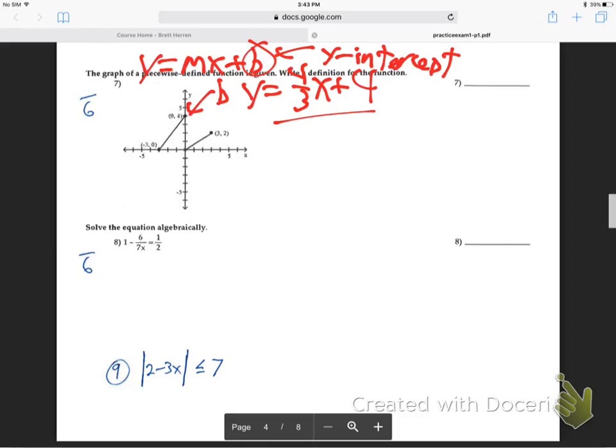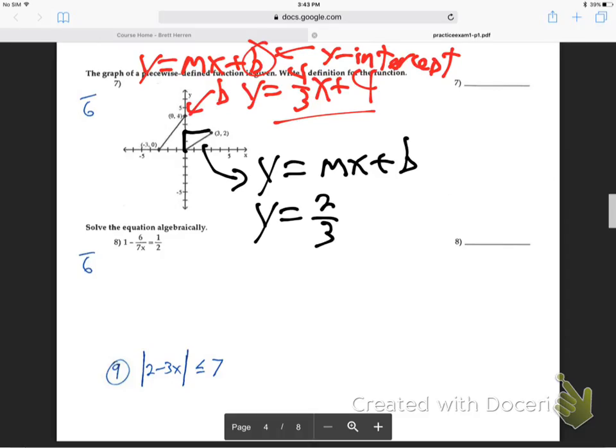Okay, so let's do this piece. So y equals mx plus b, because it's a line as well. So what's its slope? Slope is rise over run. It went up 2 and over 3. That makes sense? Rise over run, 2/3 x, plus. Everybody good with that so far?